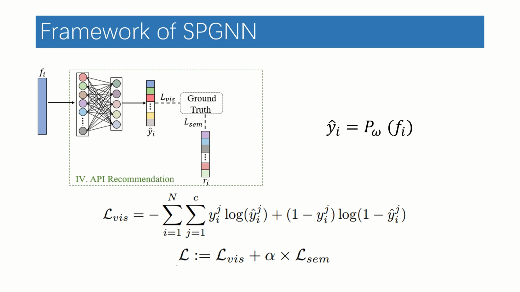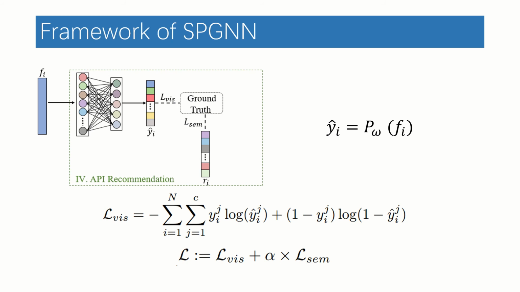P is a mapping of the neural network with parameters omega. In the API recommendation task, we expect to keep the predicted labels consistent with the ground truth. Therefore, we adopt the cross-entropy function for measuring such label consistency.